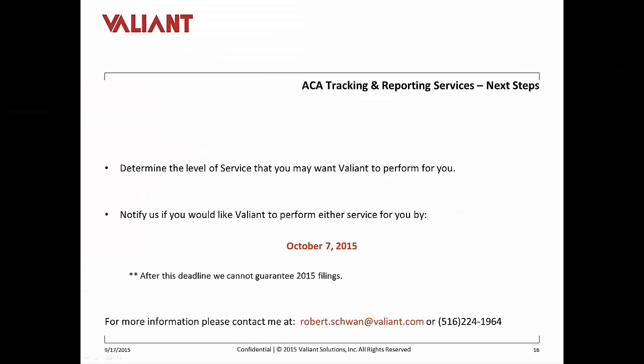Okay. So Valiant offers the 2 solutions that we determined earlier. One is the enhanced level of service, which is your full service ACA compliance tool. And the second level of service is just the basic ACA reporting. If you'd like to find out some more information about either of these 2 solutions, you can absolutely call us. Myself, it's Robert.Schwan, S-C-H-W-A-N @Valiant.com, or my direct line is 516-224-1964.